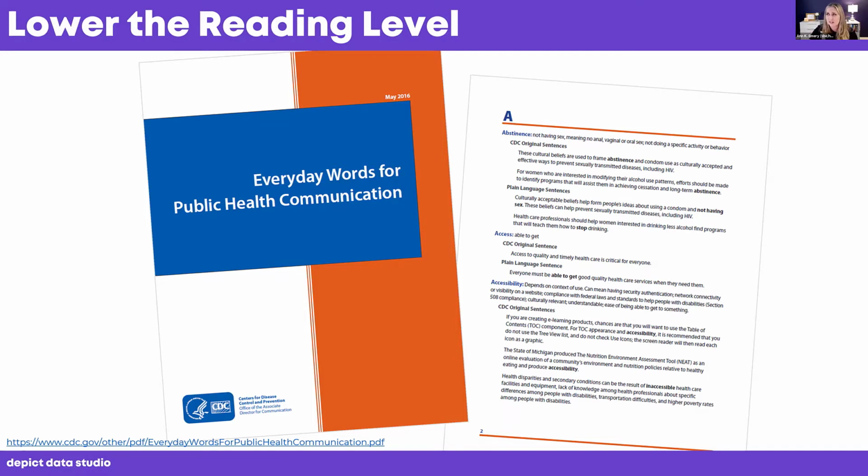So if anybody's here and if you know if your topic area has a guide like this, let us know in the chat because that'll all save us a lot of time.